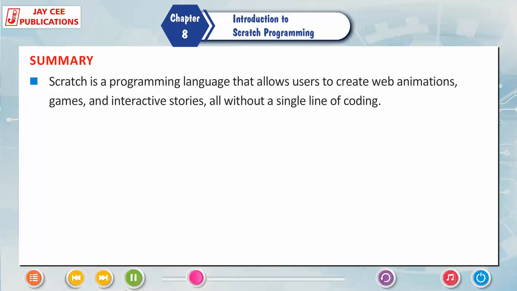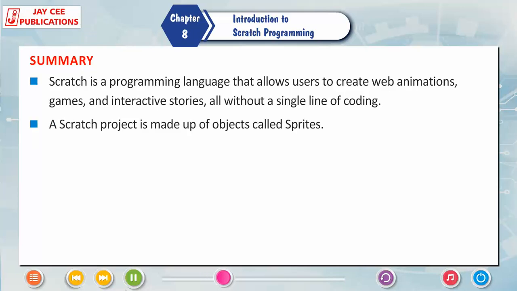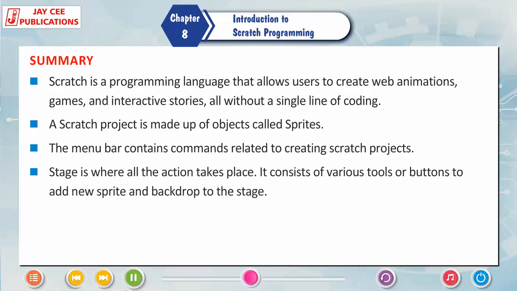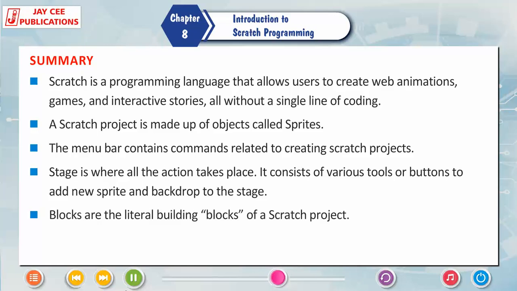Summary. Scratch is a programming language that allows users to create web animations, games, and interactive stories all without a single line of coding. A Scratch project is made up of objects called sprites. The menu bar contains commands related to creating a Scratch project. Stage is where all the action takes place. It consists of various tools or buttons to add a new sprite and backdrop to the stage. Blocks are the literal building blocks of a Scratch project.